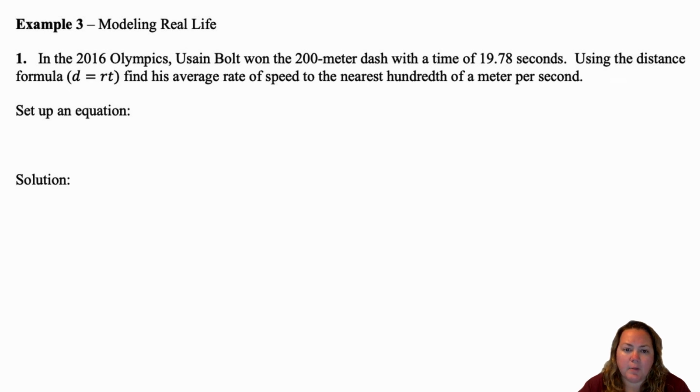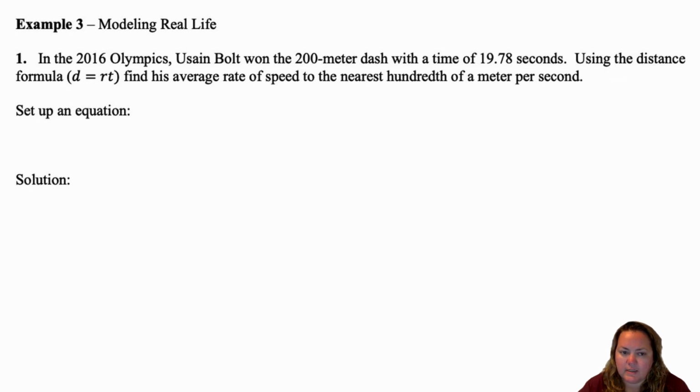All right. Modeling real life. In the 2016 Olympics, Usain Bolt won the 200-meter dash with a time of 19.78 seconds. Using the distance formula, D equals R times T, find his average rate of speed to the nearest hundredth of a meter per second. So first I need to set up an equation.